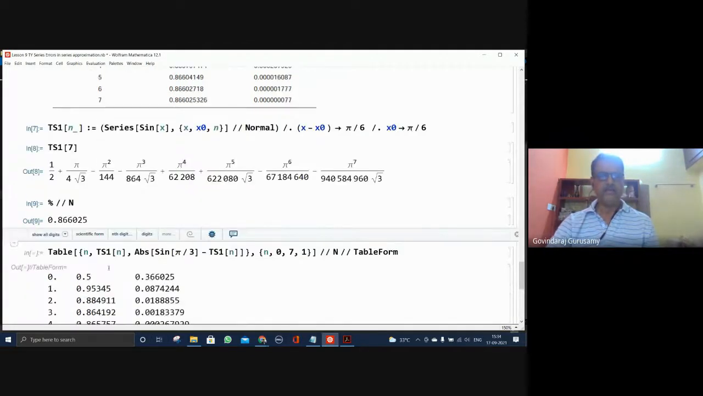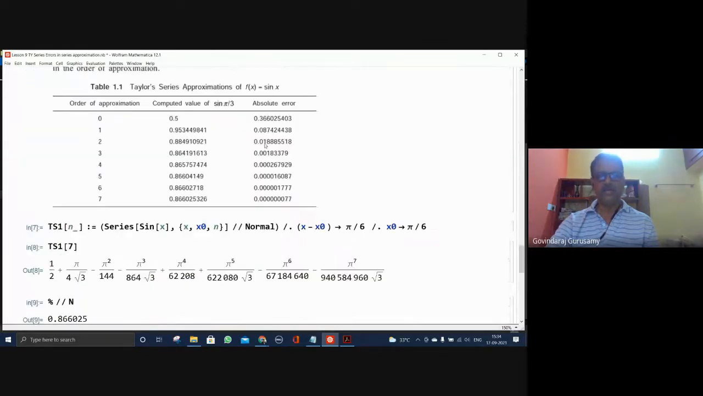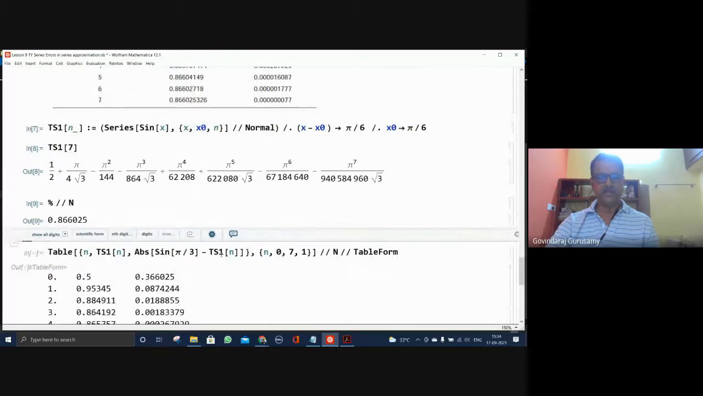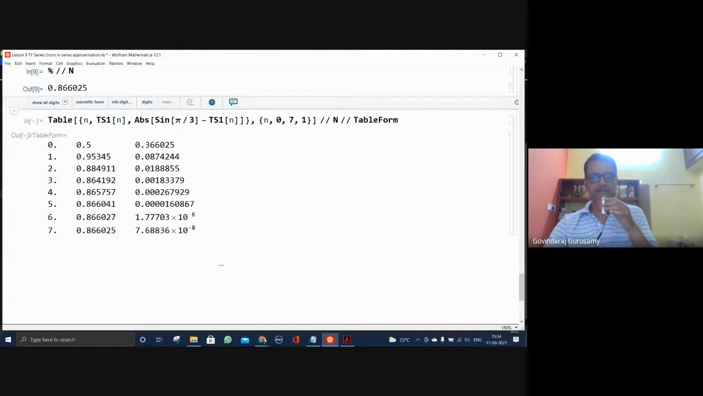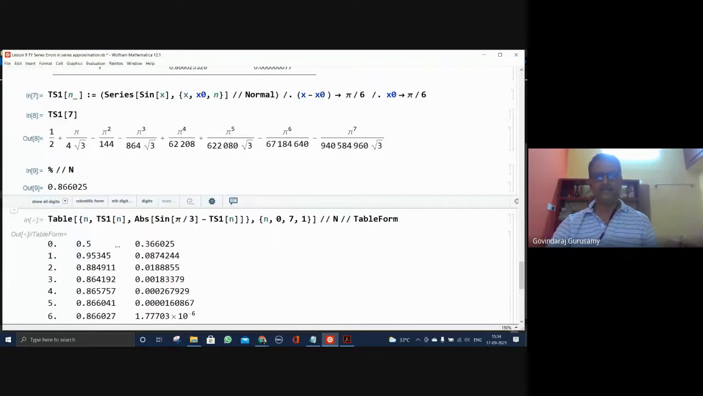Okay, now you can table it. ABS value, this is the absolute error. Find out the actual value minus the computational value with the series approximation for n equal to starting from 0 to 7. Look at these numbers. Look at the numbers which B has given. Do you get those numbers?